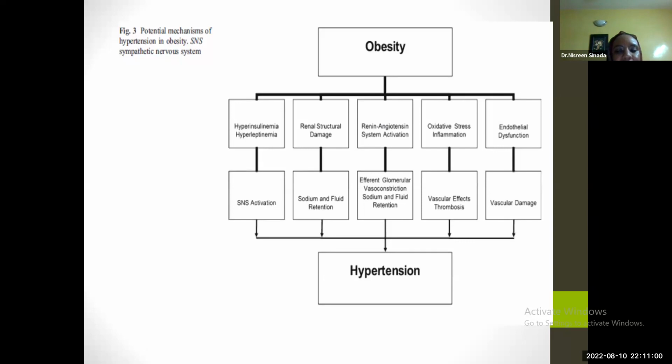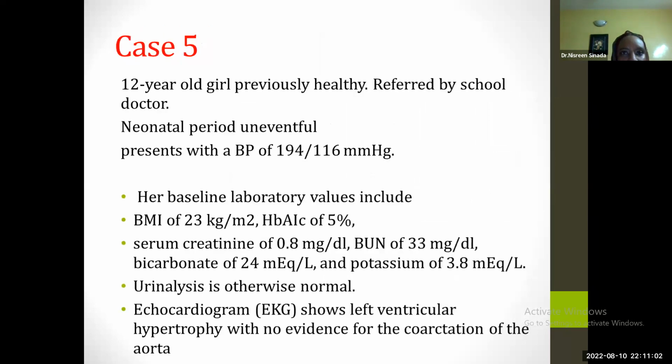Case 5. This is a 12-year-old referred by the school doctor, with a normal neonatal period, who presents with very high blood pressure. It is 194/116 millimeters of mercury. Our laboratory values: the body mass index is normal, hemoglobin A1C is normal, urea and creatinine are normal, bicarbonate is normal, and potassium and urine analysis are normal.